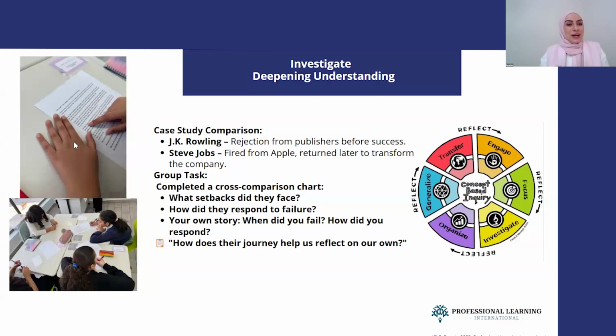And this is another strategy from the Green Book, where we provided them with case studies that are very interesting, especially for this age group of students. The first one was about J.K. Rowling. Those of you who don't know J.K. Rowling, she's the author of Harry Potter. And we told them, do you know her story and what she's been through? And many of them had no idea.